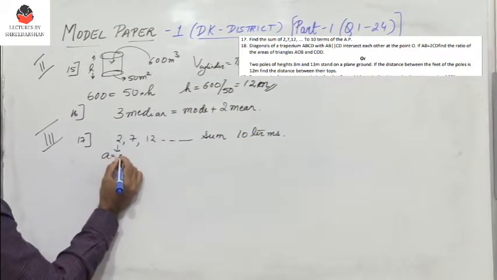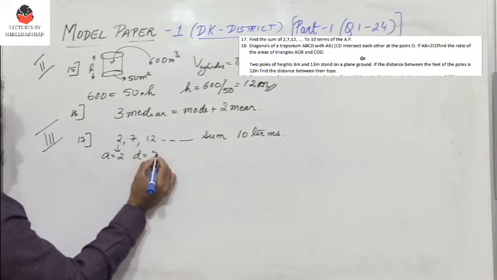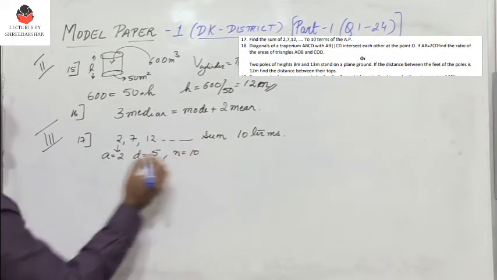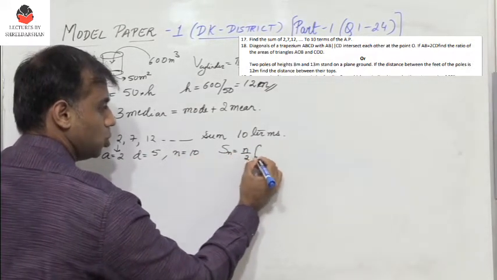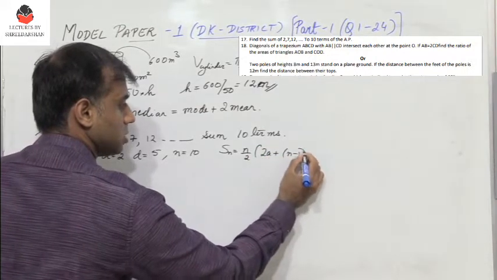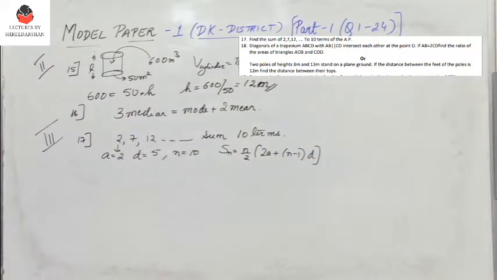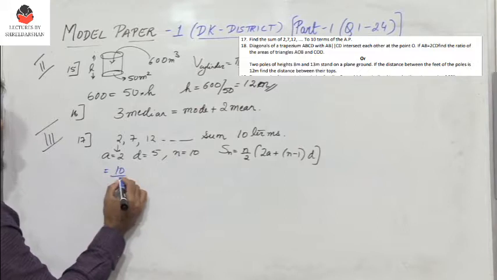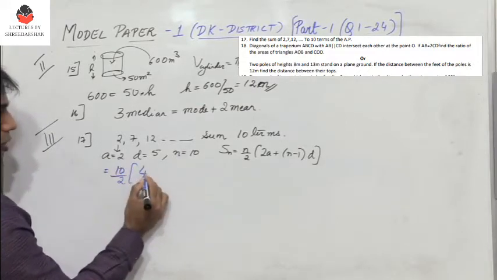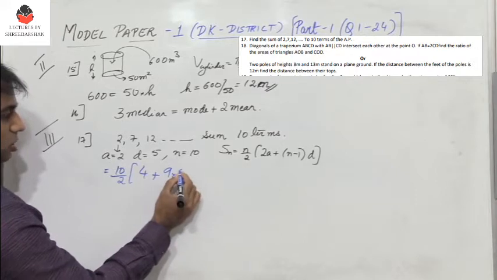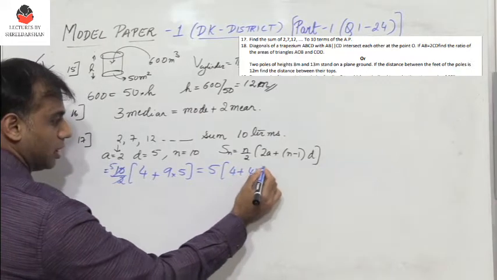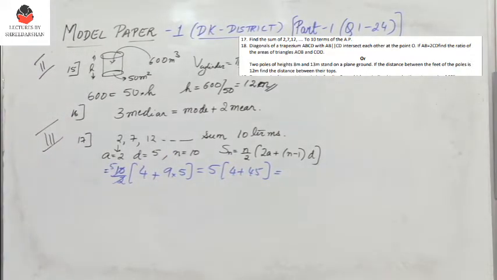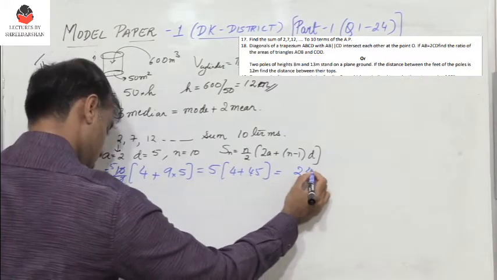So a is 2, the common difference d is 7 minus 2, which is 5, n equals 10. So we know that the expression for the sum up to n terms is n by 2 into 2a plus (n minus 1) into d. Let us substitute the values. n is 10, so 10 by 2 into 2 into 2, which is 4, plus 10 minus 1 is 9, into d, which is 5. So I get 5 into 4 plus 45, so this is 5 into 49, which is 245.